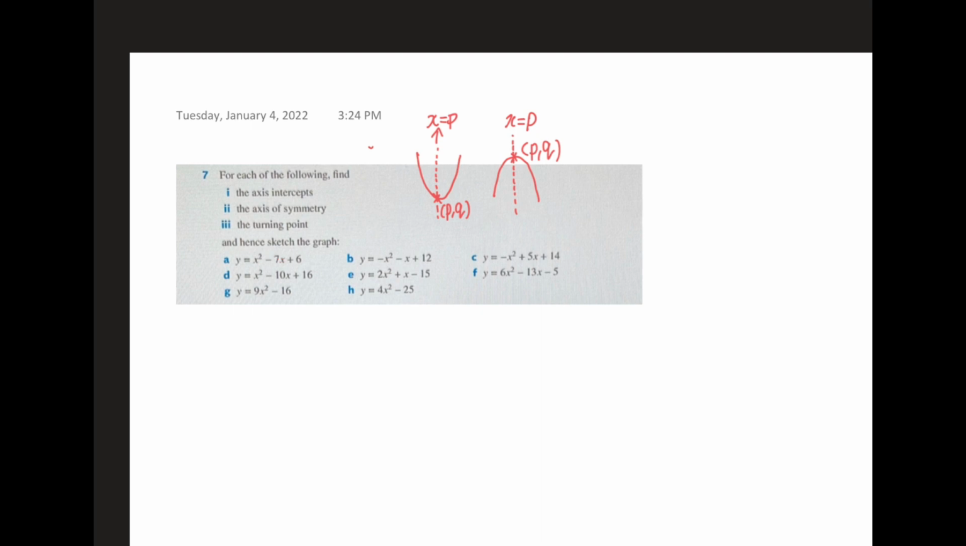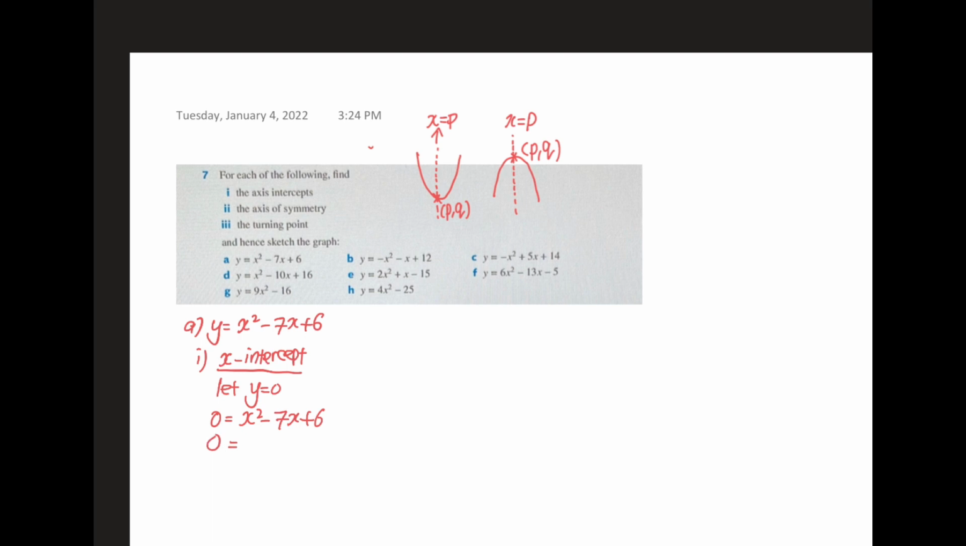Okay, so let's start off with question A. We have y equal to x squared minus 7x plus 6. First, they want you to find the axis intercept. We start with the x-intercept. So we let y equal to 0. So 0 equal to x squared minus 7x plus 6.